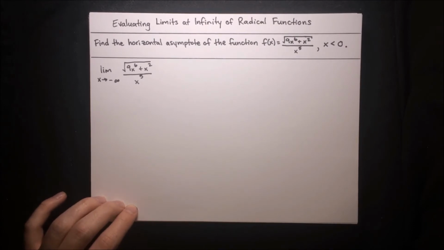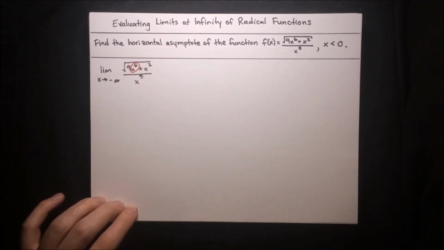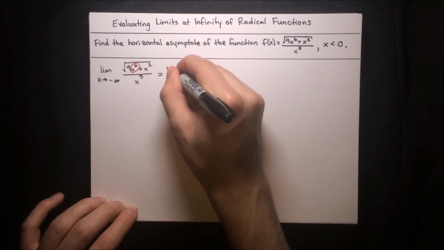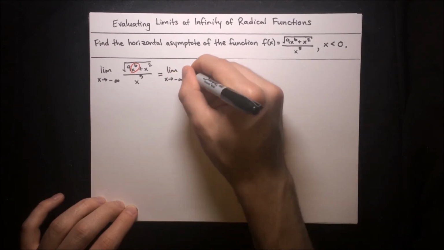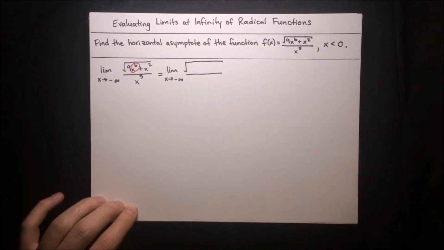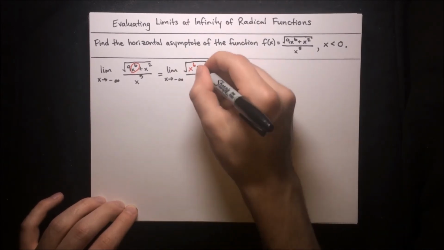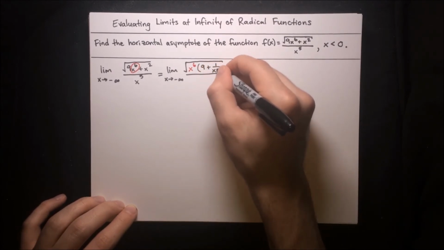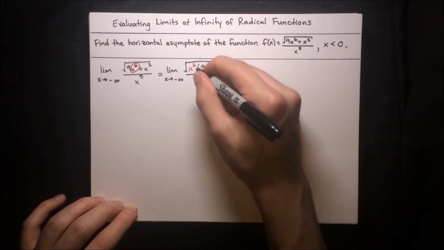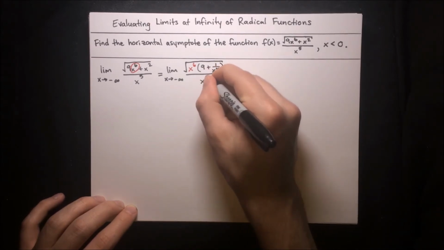The first step is to factor out the highest power of x in the root. So in the root, the highest power is x to the 6th. We want to factor that out. So this becomes the limit as x approaches negative infinity of factoring that x to the 6th out of the root. The first step is to factor it out of this expression inside the root. So x to the 6th times the leftovers, just 9 plus 1 over x to the 4th, because x to the 6th divided by x to the 4th makes x squared. And this is all over x to the 5th still.